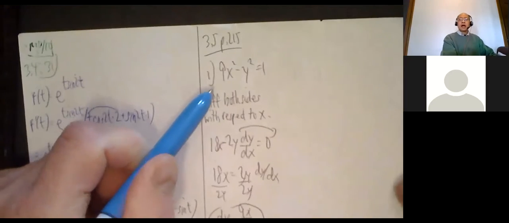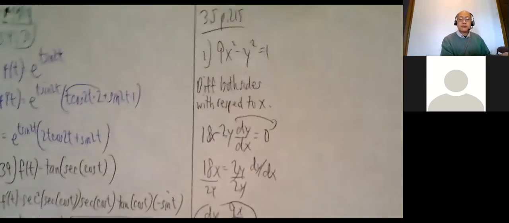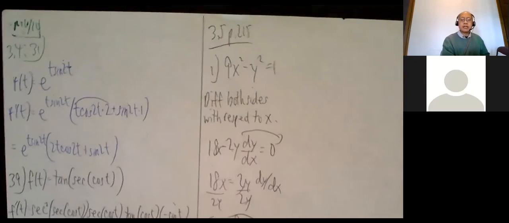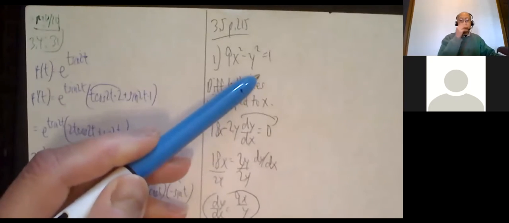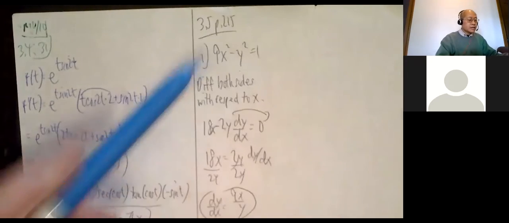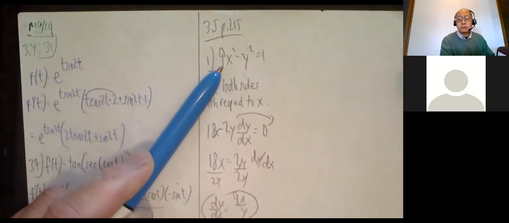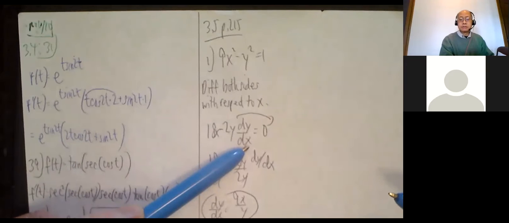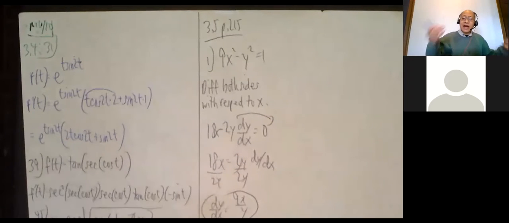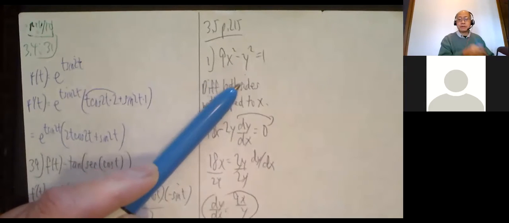Okay, number one, 9x squared minus y squared equals 1. So the first thing you do is differentiate both sides with respect to x. Okay, if two things are equal, the derivatives are equal. Key thing, when there's an x, take the derivative as normal. When there's a y, you have to multiply by an extra dy dx. Okay, that's the algorithm. How come? It's part of the chain rule. But whether you understand it or not, at least get the algorithm down.